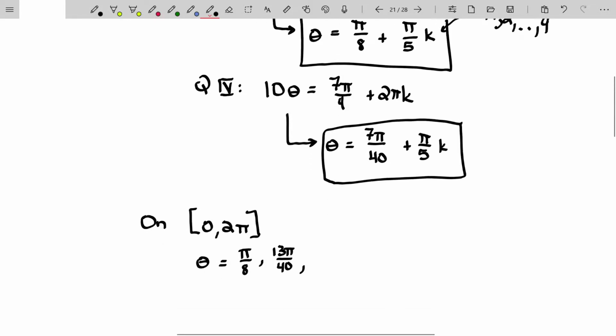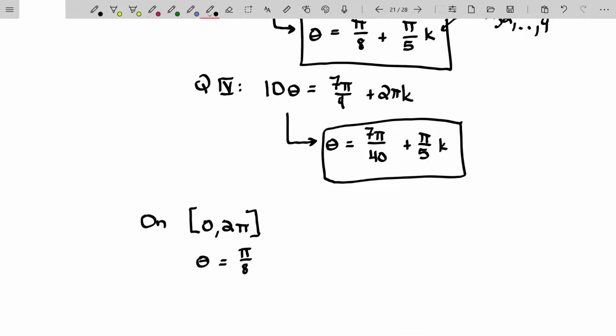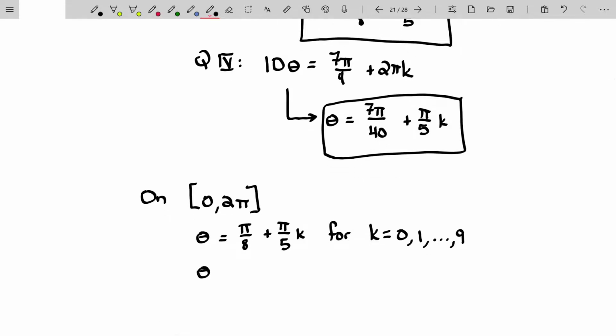So here's how I highly recommend you write it. Theta equals pi over 8 plus pi over 5 k for k equals 0, 1, all the way to 9. That gives you all 10 solutions there, and theta is equal to 7 pi over 40 plus pi over 5 k, and again for k equals 0, 1, all the way to 9.